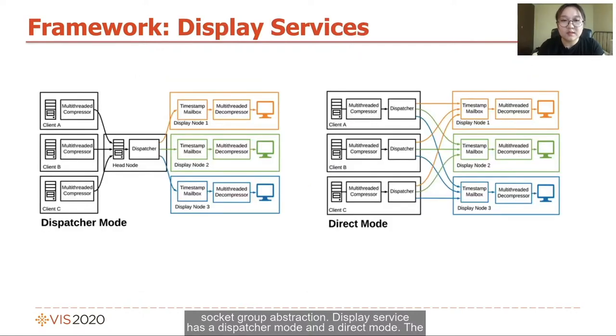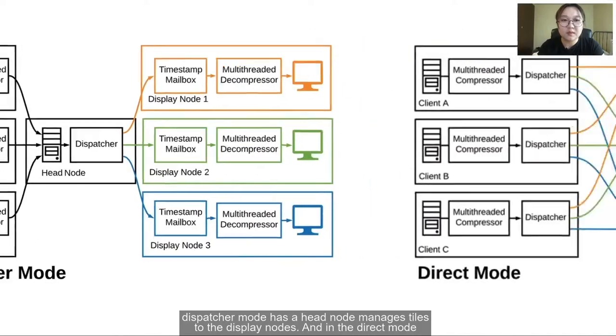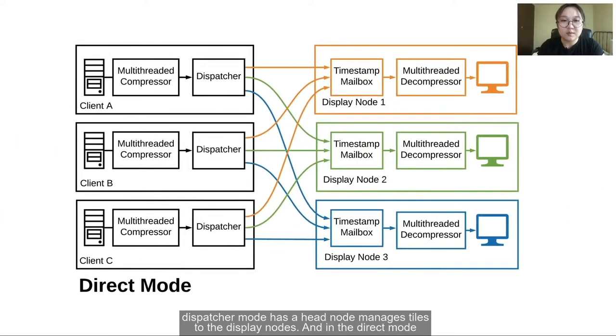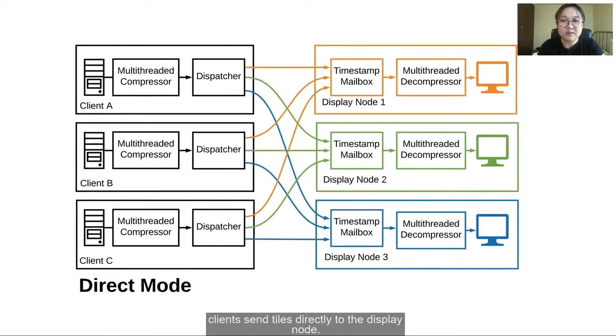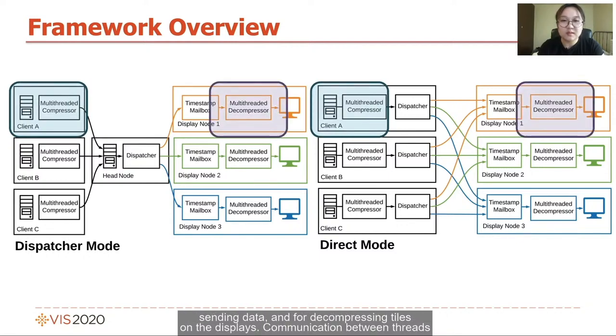Display service has a dispatcher mode and a direct mode. The dispatcher mode has a head node, which manages tiles to the display nodes. And in the direct mode, the client sends tiles directly to the display node without the head node. On the dispatcher and the display processes, multiple threads are used for receiving and sending data, and for decompressing tiles on the displays.